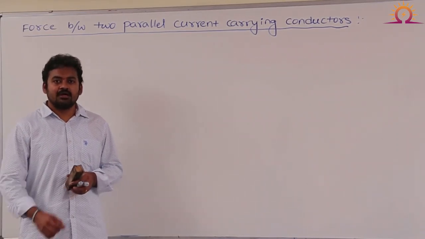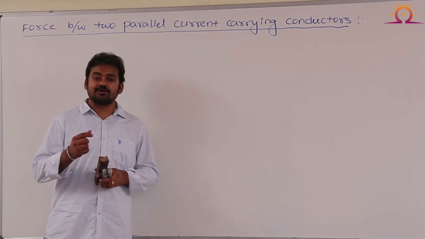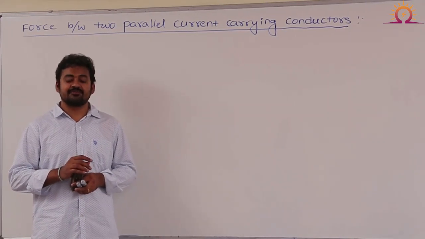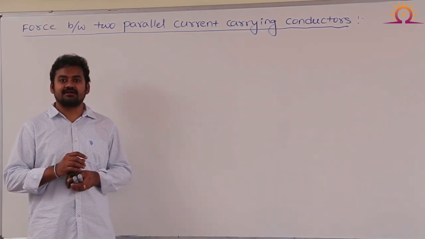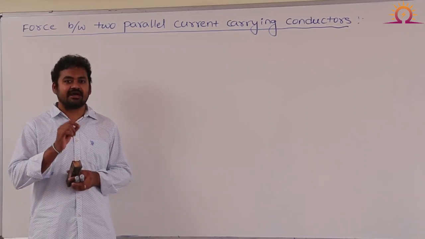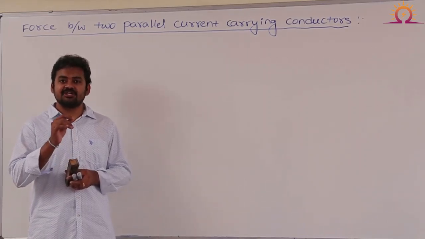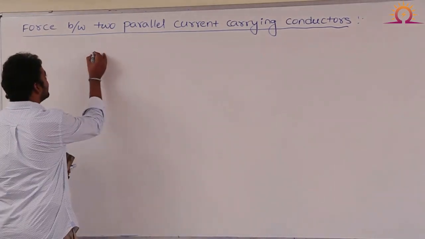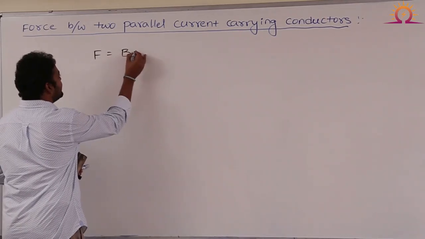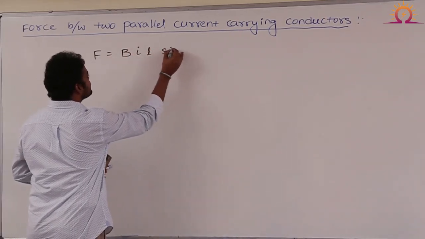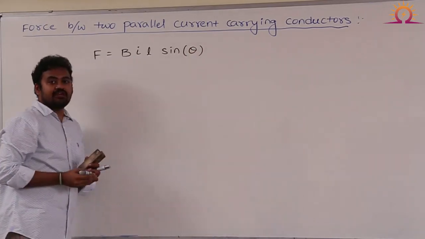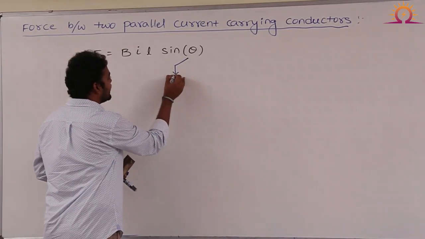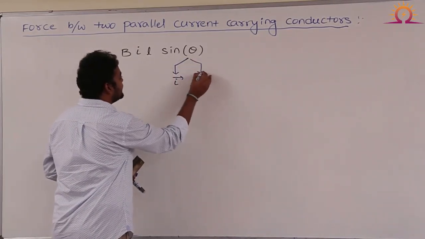Now the basic principle behind this is the Lorentz force equation, which we have already discussed. Whenever a current carrying conductor is placed inside a magnetic field, it will experience a force on it. And what will be the magnitude of that force? The magnitude of the force is equal to BIL sine theta, where theta is the angle between current carried by conductor and flux lines.